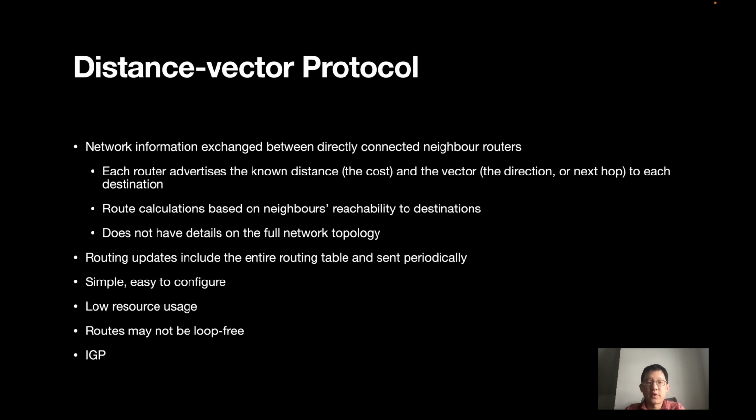Now, route calculations are performed based on neighbors' reachability to destinations, which means no router has the details on the full network topology. Routing updates include the entire routing table and are sent periodically, and that is not very efficient. Now, it is simple and easy to configure. It has low resource usage, but the routes may not be loop-free, and it is mainly used by IGP protocols.